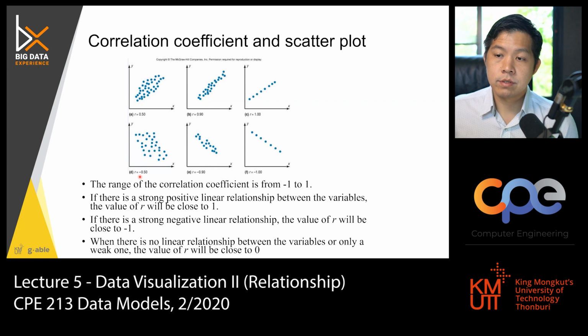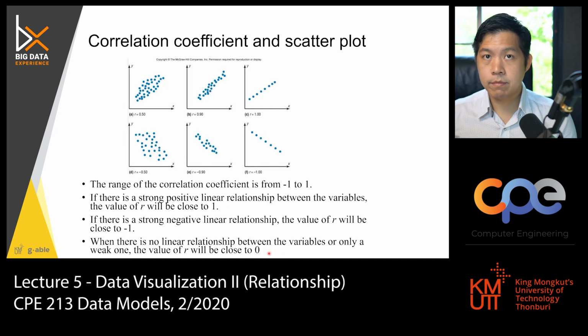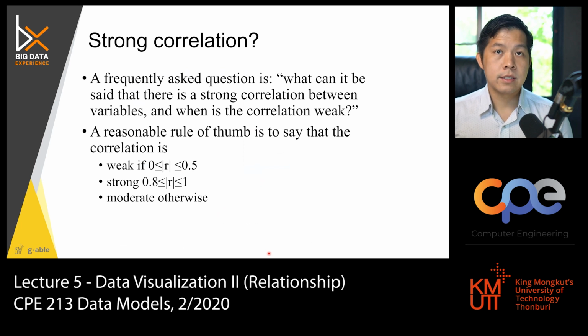The range of correlation is from -1 to 1, right? From having negative relationship to positive relationships. If you have a strong relationship, the value is close to 1, strong positive close to 1, strong negative close to -1, and no relationship, the value would be about 0. So how much is high, how much is low, what is strong, what is weak? What is the threshold to determine whether this is a strong relationship or a weak relationship?